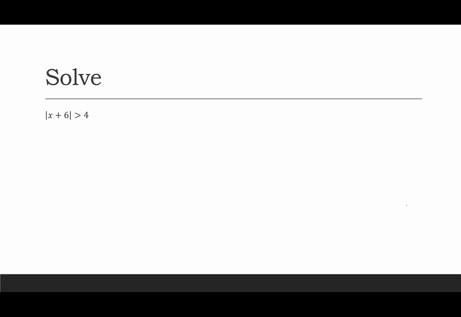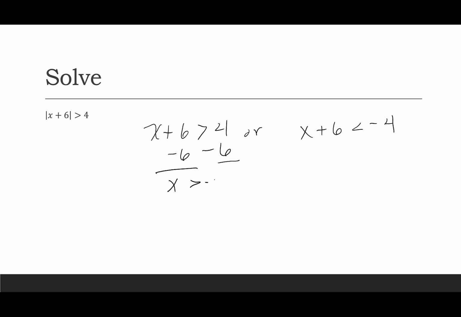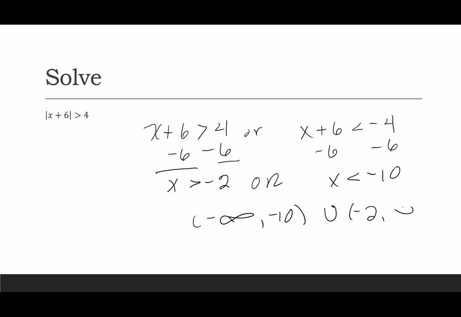Let's make that a little bit bigger. I have the absolute value of x plus 6 is greater than 4. That says x plus 6 is greater than 4, or x plus 6 is less than negative 4. We'll solve those separately. So first subtract 6. I have x is greater than negative 2, or subtract 6, x is less than negative 10. So I'm going to write negative infinity to negative 10, union negative 2 to infinity.